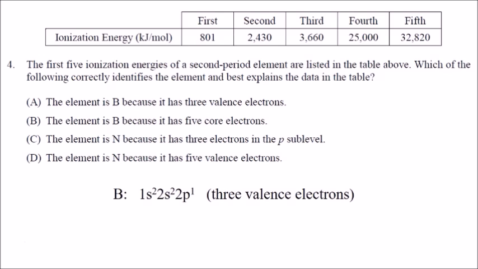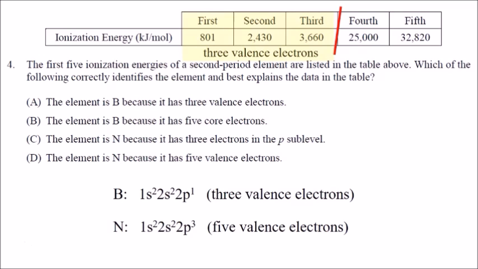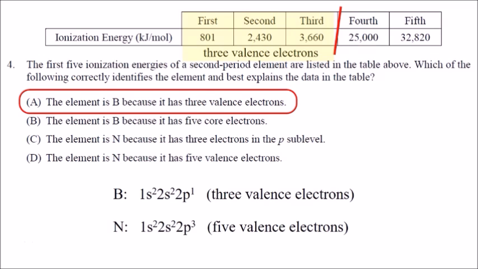Boron has 3 valence electrons, and nitrogen has 5 valence electrons. Since we can see a rather large increase in the energy between the third and the fourth ionization energy, that means that this particular element has 3 valence electrons, so the correct answer is A.